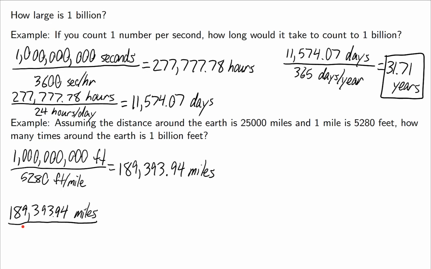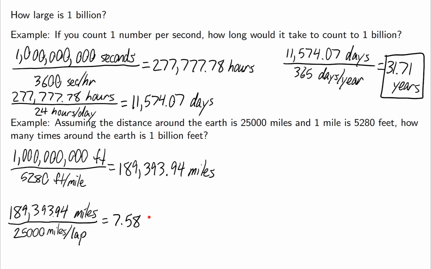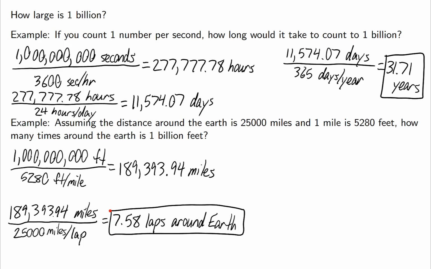Let's divide out by the 25,000 miles, and we'll call this a lap. 25,000 miles is a lap around the Earth. I get 7.58 laps around Earth. So if you were to do this heel-toe step 1 billion times, it would take you around the Earth 7.58 times. And again, the Earth is a pretty big place.